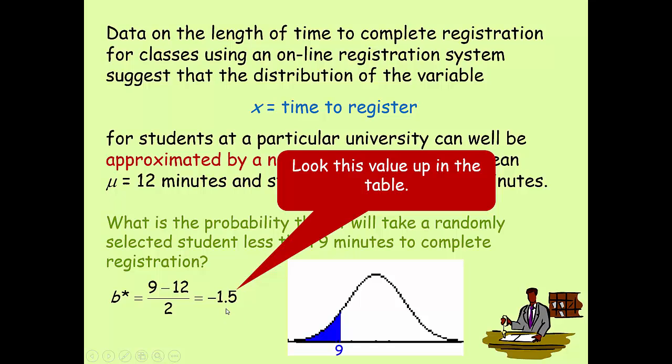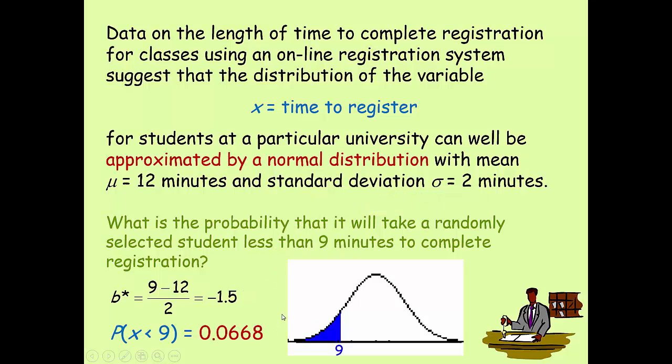So I look up negative 1.5 in my table to get my probability, and if I'm looking in the negative z-table, I get 0.0668. That makes sense, because it would be less than a half, since the half is at the mean, and it's just this little area right here.